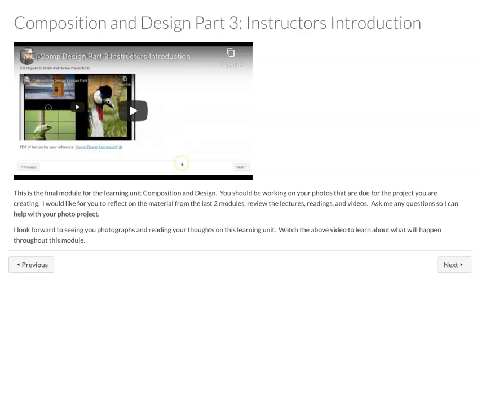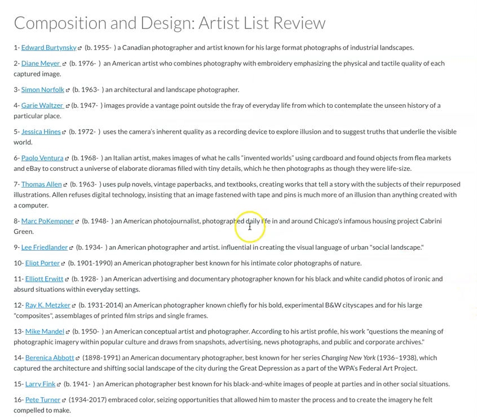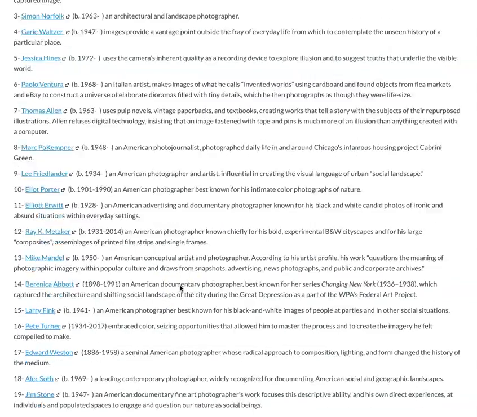So this is the final learning unit where you'll be turning in your photo projects and reflecting back on the last couple of learning units, where you were introduced to a bunch of really cool things about composition and design, lighting, and thinking about the content of your photos. So be sure to review the information. You can review other photographers.